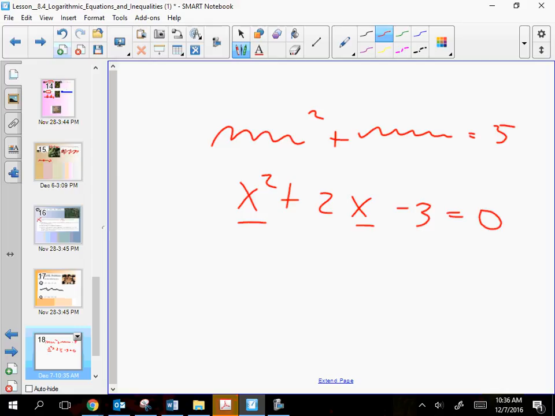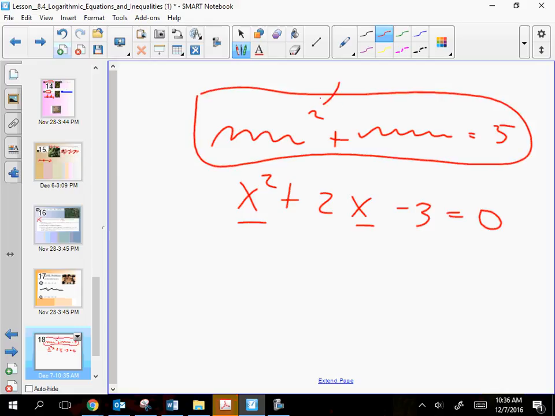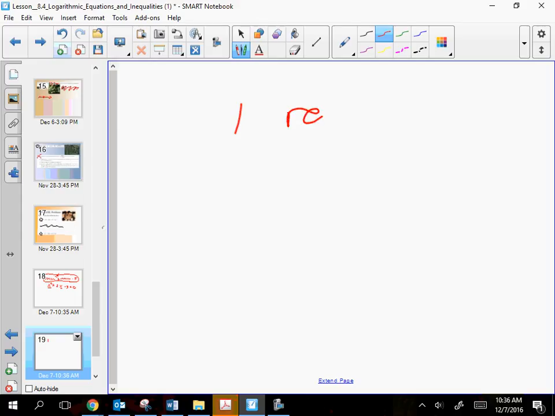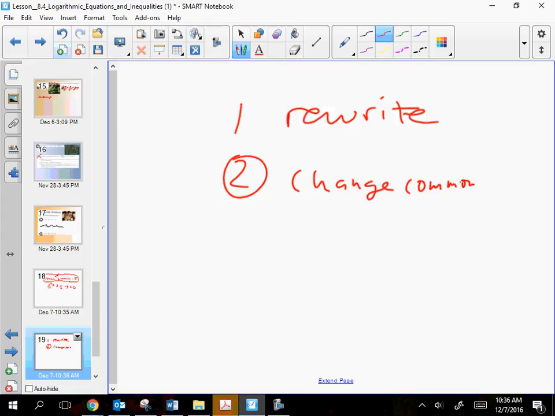So just notice, look for things that are squared, because a lot of times then, that's a great time to use substitution. Number 1 strategy is a rewrite. But if you've got something squared, use substitution is a great one. Changing to common bases. Another huge strategy.